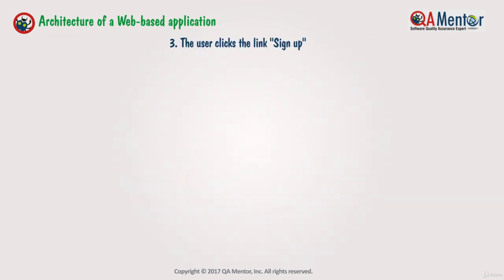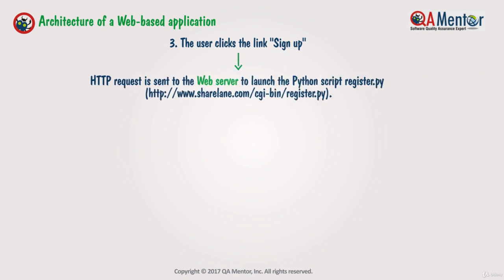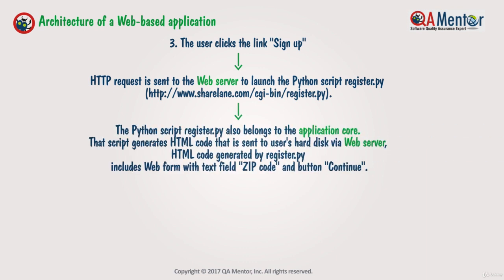3. After the user clicks the link Sign Up, an HTTP request is sent to the web server to launch the Python script register.py. The Python script register.py also belongs to the application core. That script generates HTML code that is sent to the user's hard disk via web server. HTML code generated by register.py includes a web form with text field zip code and button Continue.